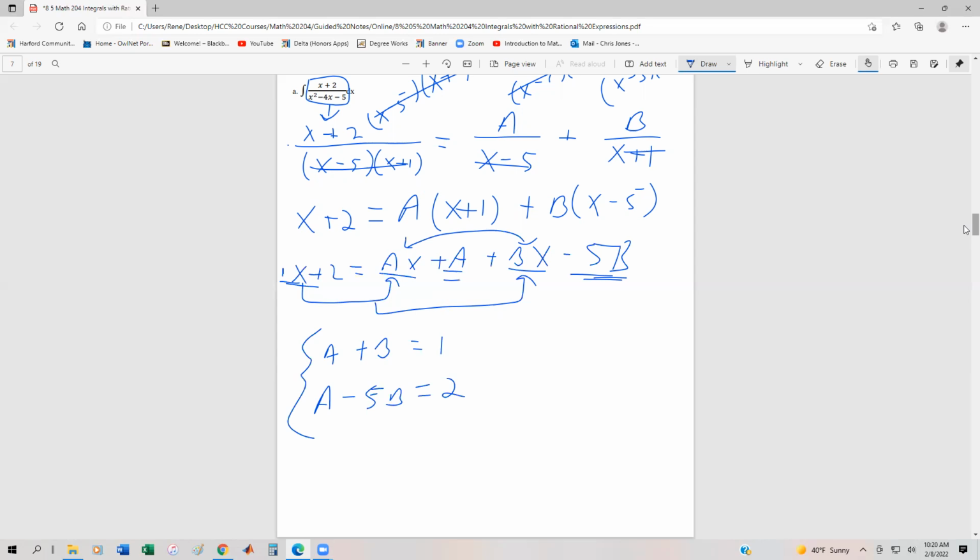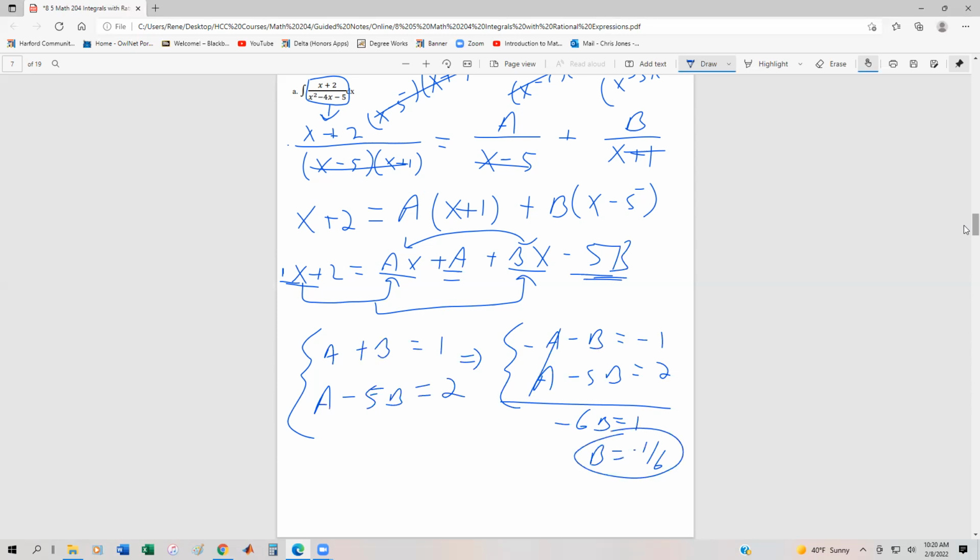Right? And now what we can do is we can just solve the system. I'm going to multiply the first equation by -1. And if I do that, I get -A minus B equals -1. And then we still have A minus 5B equals 2. The A's are going to cancel. -6B equals 1. B is -1/6. Now, we know that A plus B should be equal to 1. So -1/6 plus B is equal to, or A, sorry.